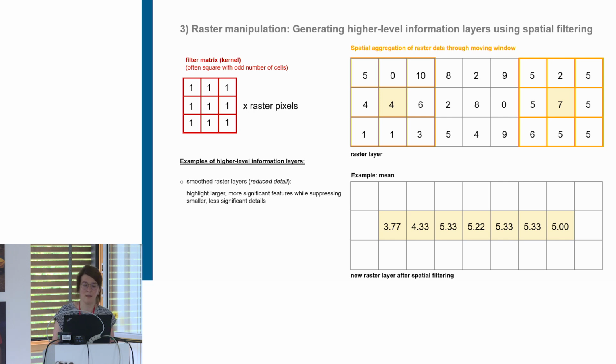There are different examples of higher level information layers you can create using this spatial filtering. For instance, you can generate smooth rasters so that you reduce the detail. Coming back to the example I gave you before, you have that urban area with that small park in the middle. You would probably smooth out the park and just get the information that this pixel is located in an urban area. However, you could also detect edges, so enhance the detail. You would highlight the boundaries between objects. It's something you could use for segmentation.